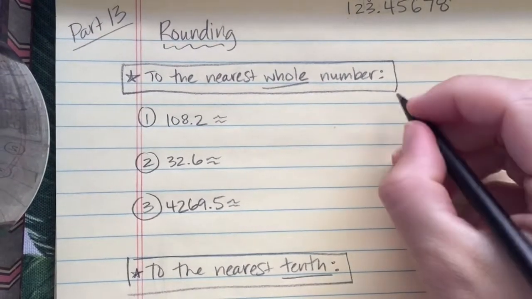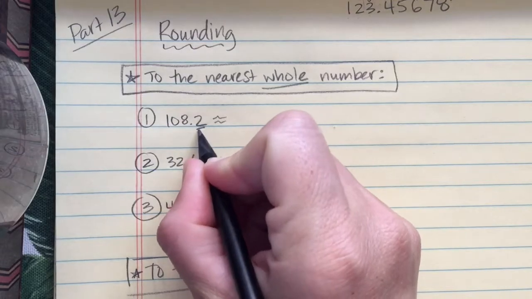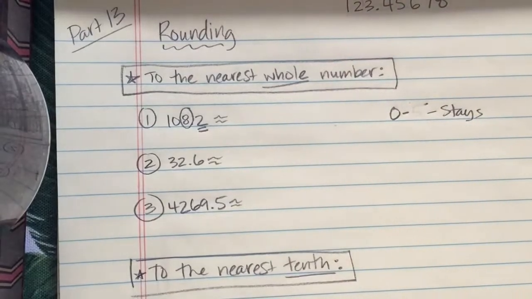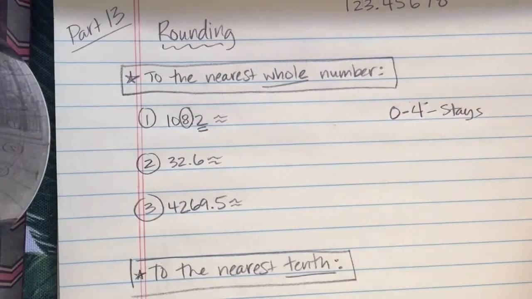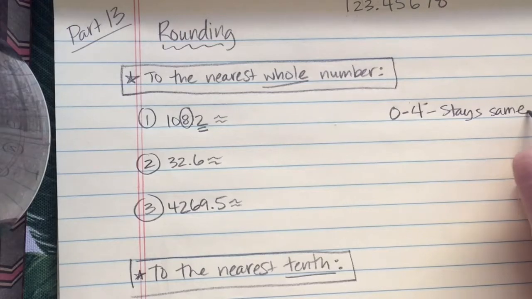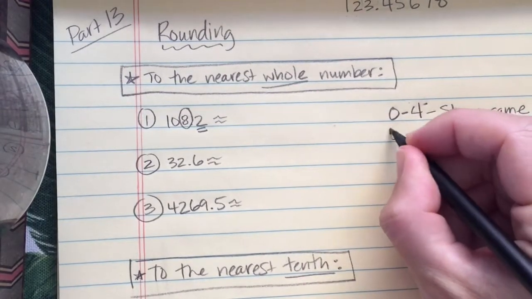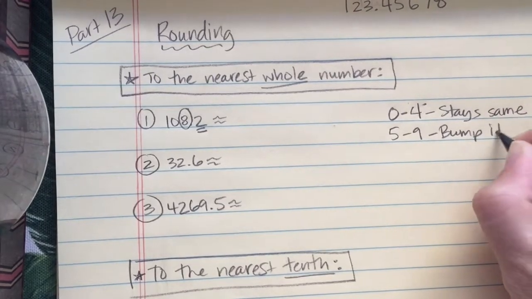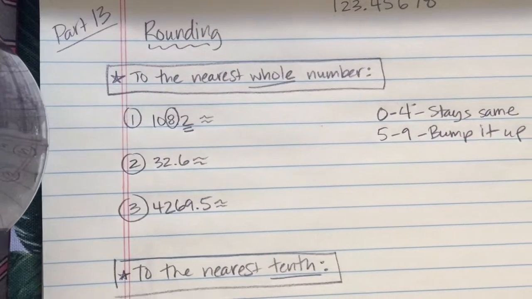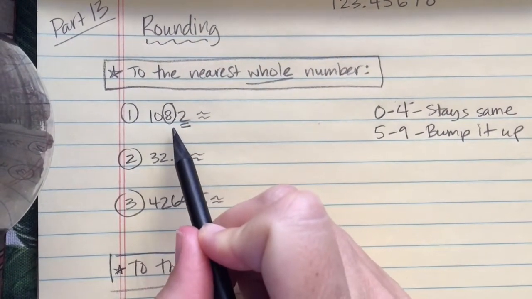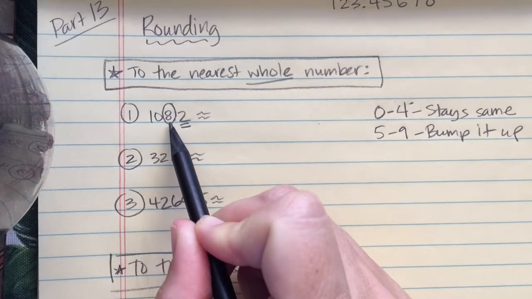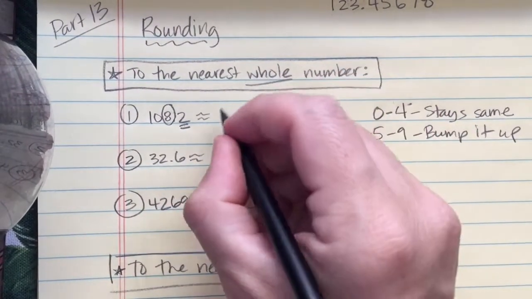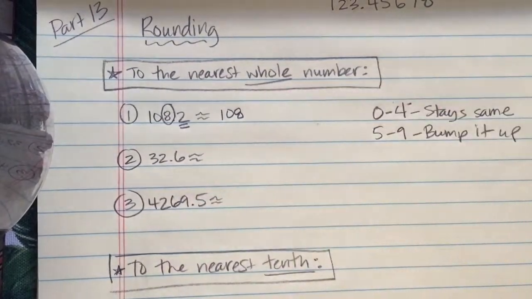The rule for rounding is, if the digit to the right of the place that you are rounding is between 0 and 4, it stays the same. And if the digit is between 5 and 9, you bump it up. So in this case, the digit to the right of the place I am rounding is a 2. That means it stays the same. So this would be rounded to the nearest whole number of 108.